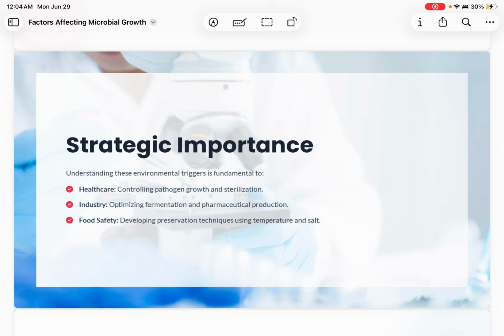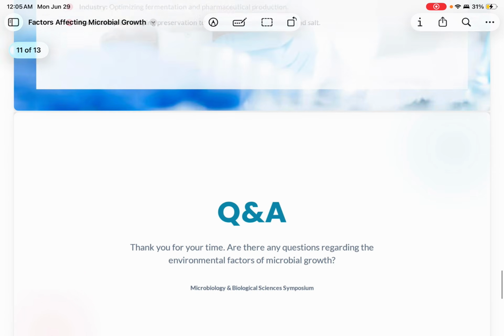In healthcare, it helps us control pathogens, disinfection, and sterilization. In other industries, it optimizes fermentation and pharmaceutical production. In food safety, it helps develop preservation techniques using temperature and salt. So these are strategies that we can improve or be aware of in our therapy work, especially in the healthcare department.